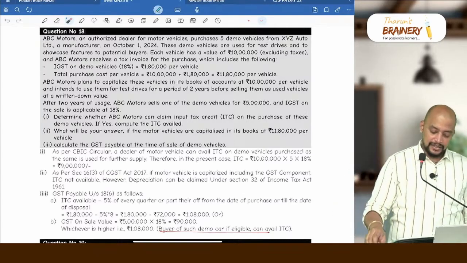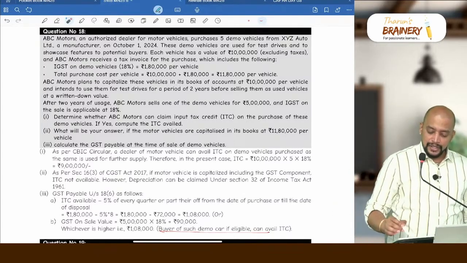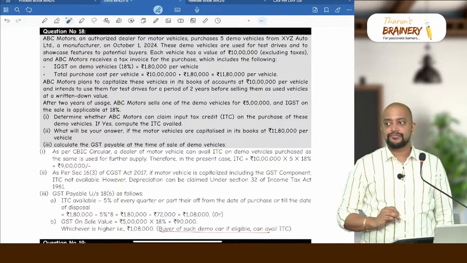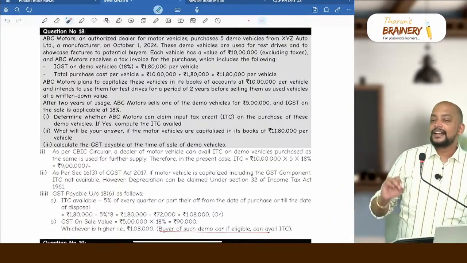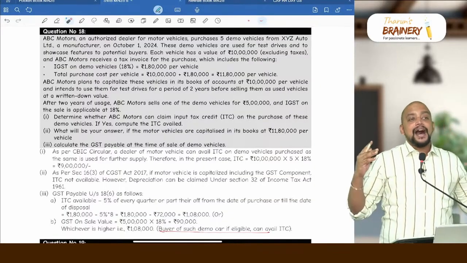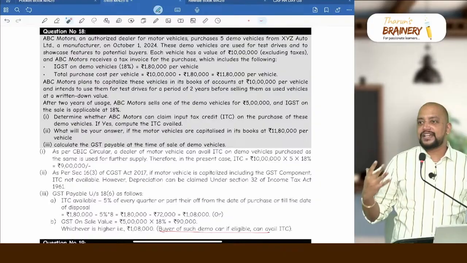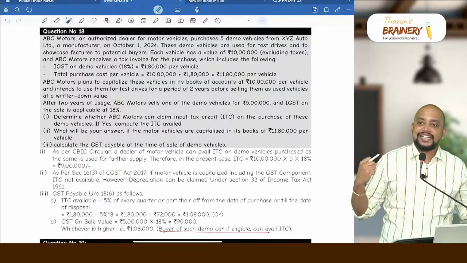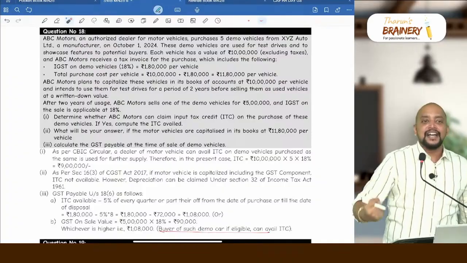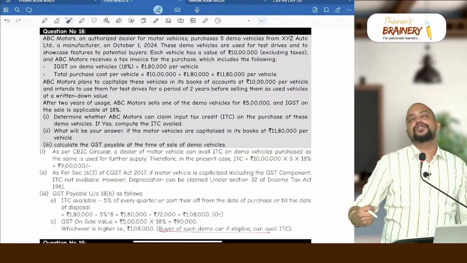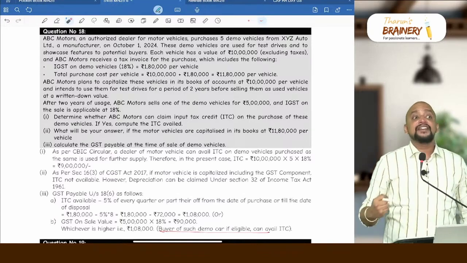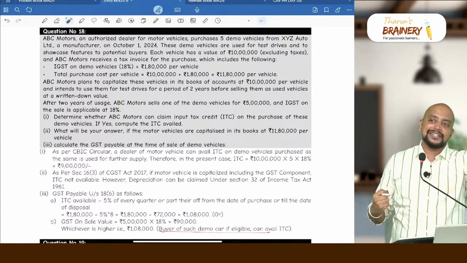5 lakh? 5 lakhs into 18%. Wrong answer. WDV. Margin scheme is applicable. Notification 8 of 2018 which you have written. I made you write for this purpose only. Notification 8 of 2018 says whenever motor vehicles, open your book and see.